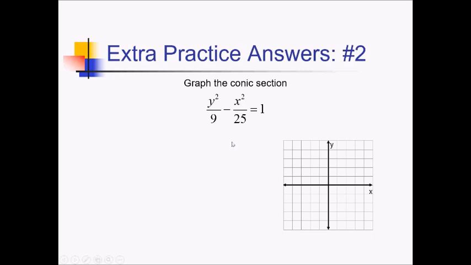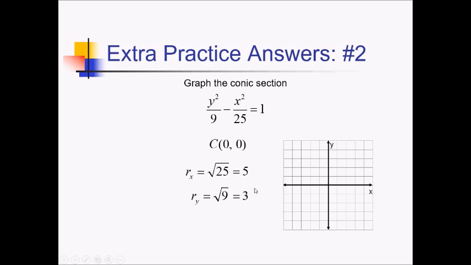On this problem, I'm going to be graphing a hyperbola because I've got the minus and the 1. So let me get my center first. That's going to be (0, 0). My x radius is going to be the square root of 25, which is 5, and it's 25 because that's under the x squared. For the y radius, I've got the square root of 9, which is going to be 3.